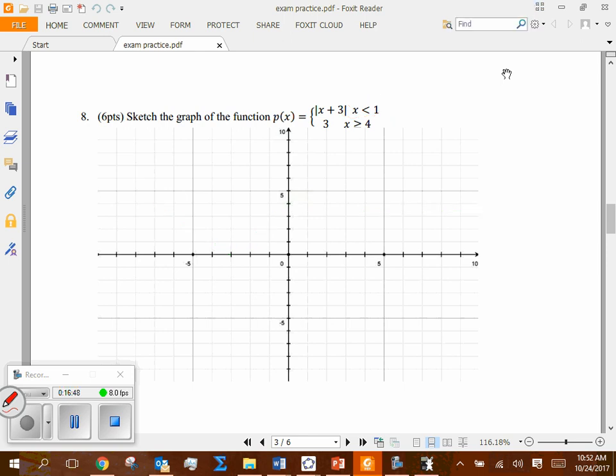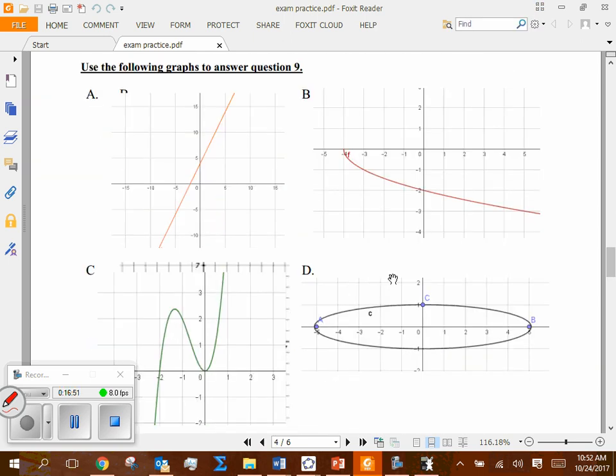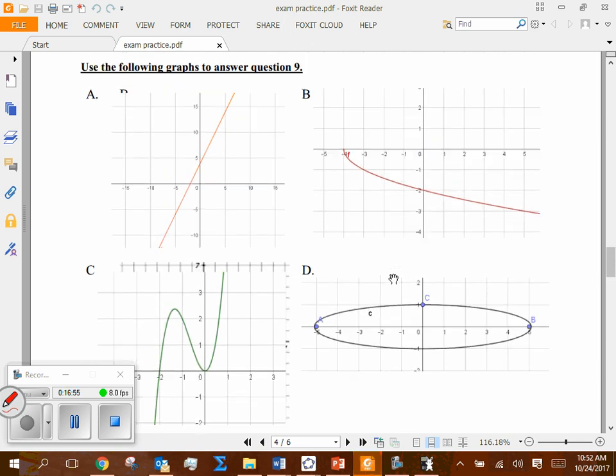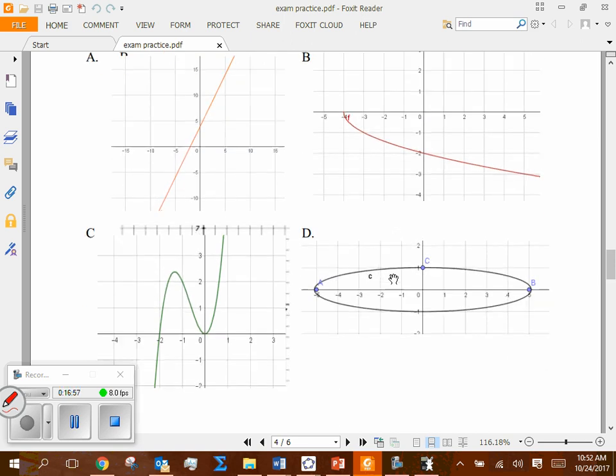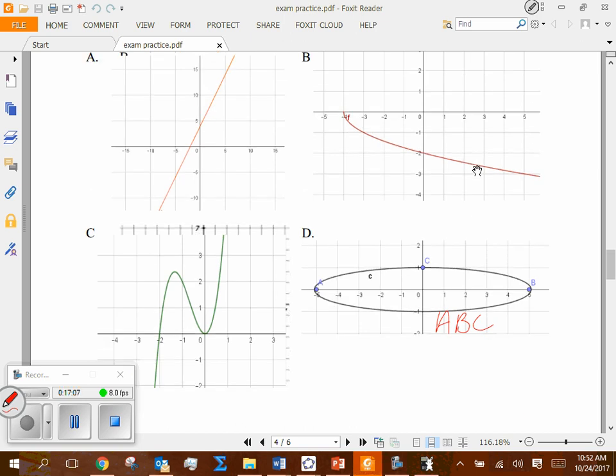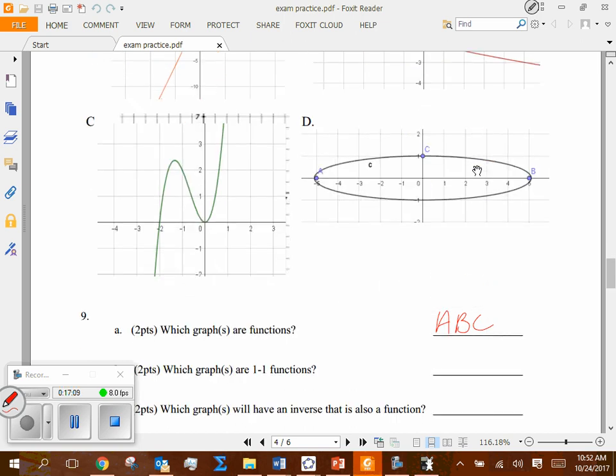So that's piecewise function. All right, so we got these following graphs. Which graphs are functions? So which ones pass the vertical line test? A, B, and C. Which ones are 1 to 1? Okay, so 1 to 1 means they got to pass the horizontal line test as well. A passes the horizontal line test, and so does B. So A and B are 1 to 1.